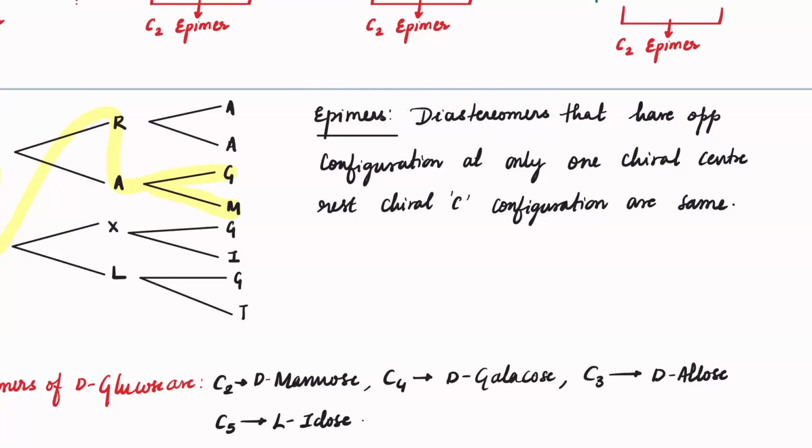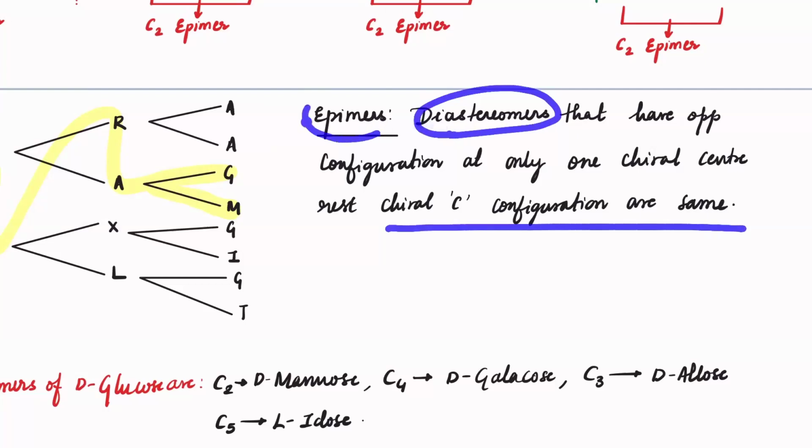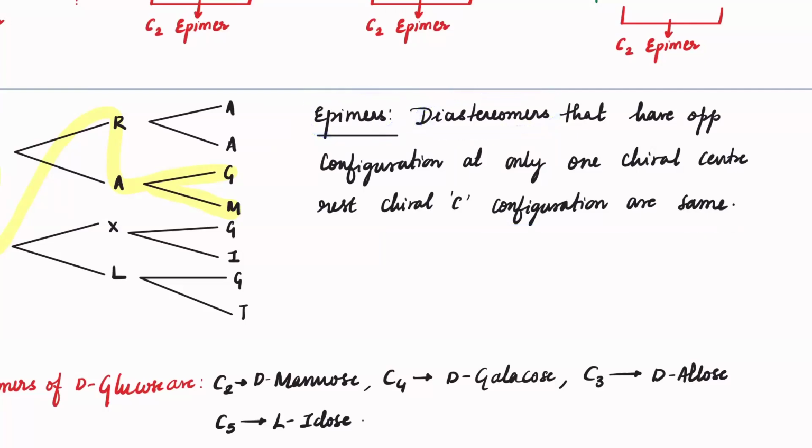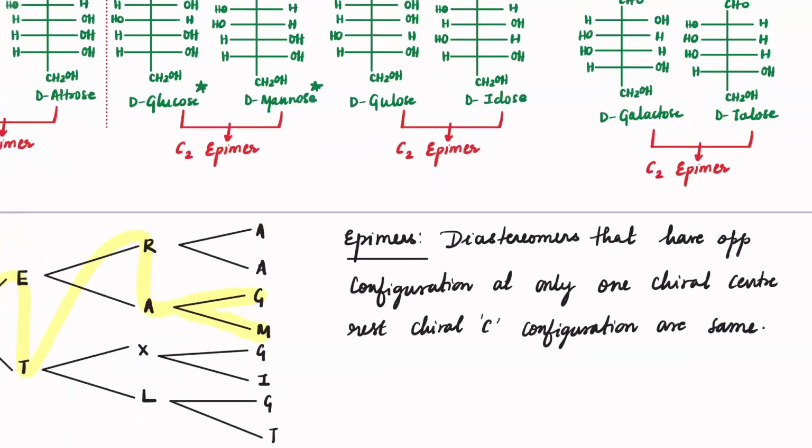And particularly in those diastereomers, if they have an opposite configuration only at one chiral center, and all the rest of the chiral centers have the same configuration, with the variation only at one chiral center, then we call those diastereomers epimers. Okay. Let me show you how.